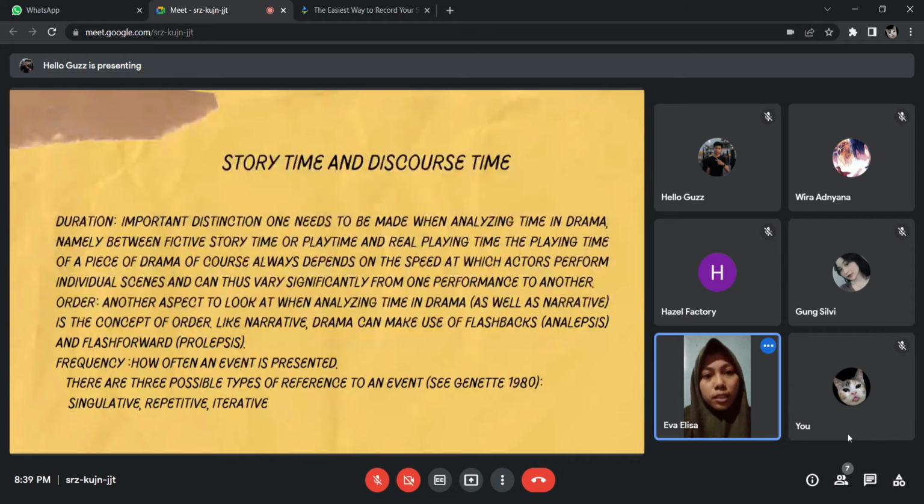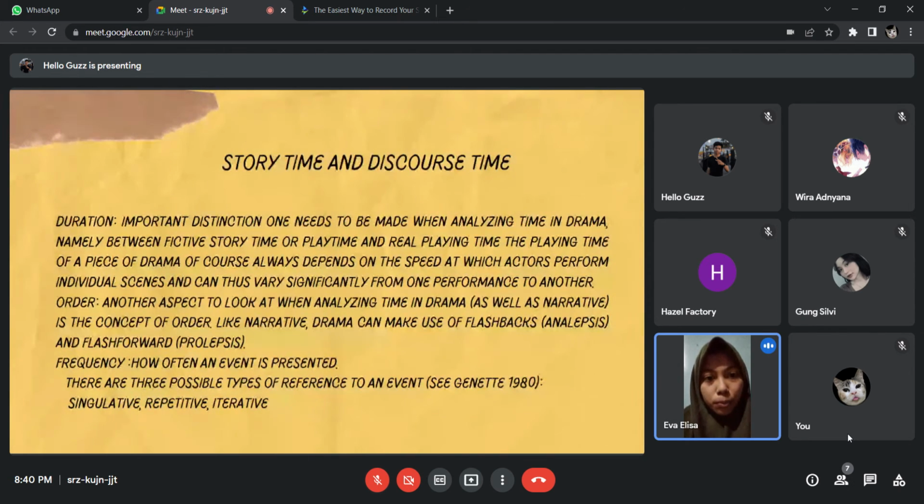The next one is order. Another aspect to look at when analyzing time in drama, as well as narrative, is the concept of order. Like narrative, drama can make use of flashbacks, analepsis, and flash forward, prolepsis.